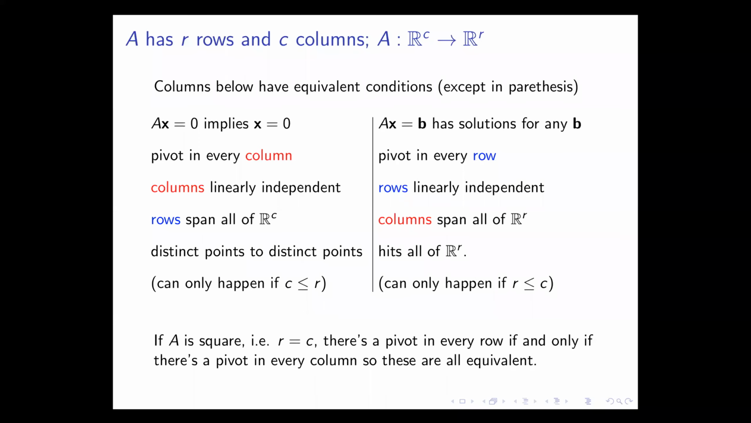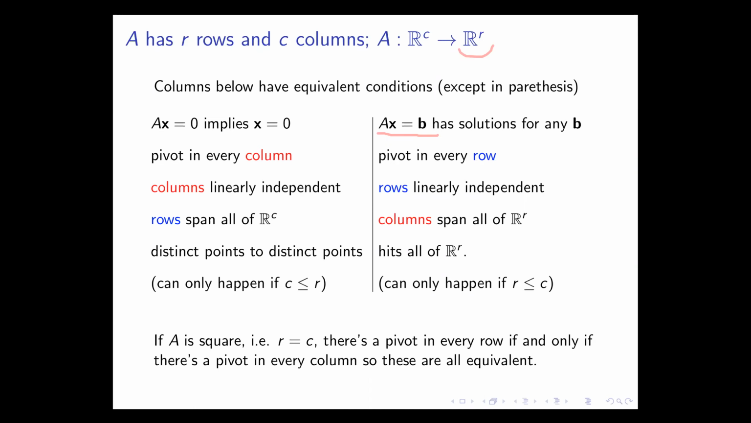If we have an inhomogeneous equation like here, we can ask when it has solutions for any value of the vector b on the right-hand side. And the conclusion was as follows: there's a pivot in every row, the rows must be linearly independent, the columns span all of R^R, the codomain of the map, and it's an onto map, right? So it hits all points in R^R. And all the above conditions in the right column can only happen if the number of rows is less than or equal to the number of columns.